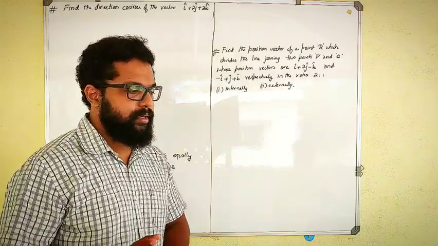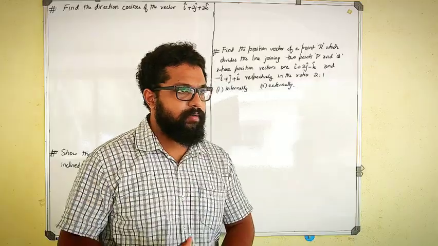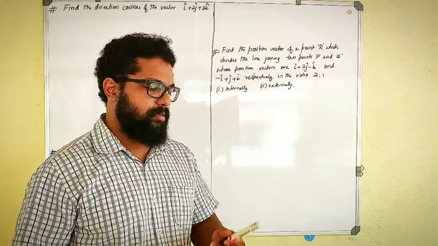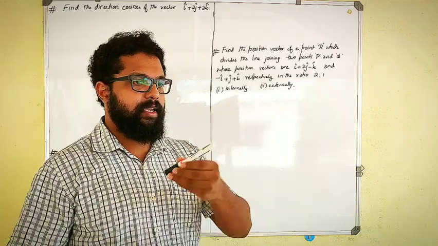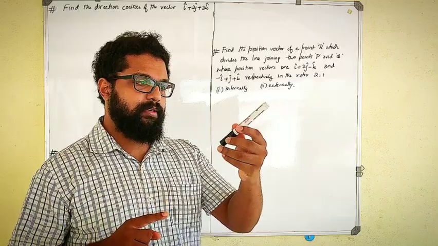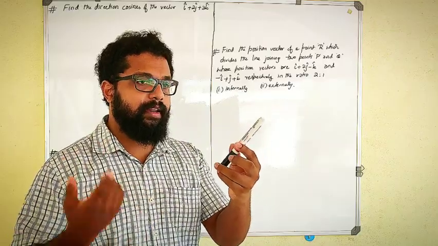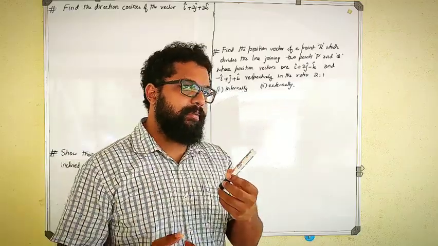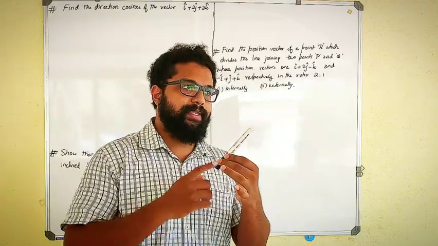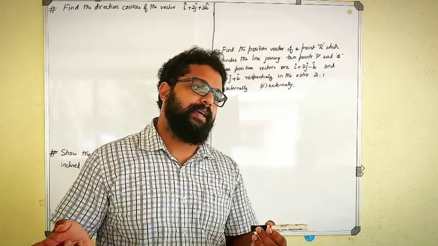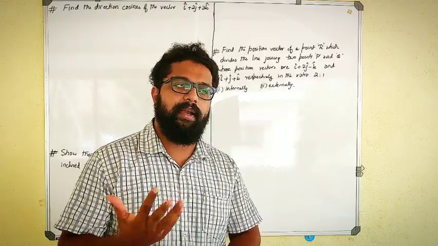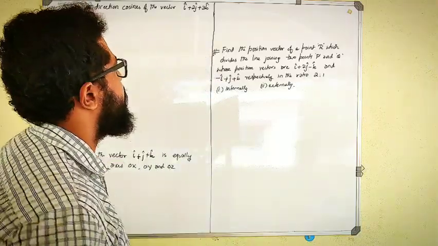Direction cosines, I will recall the definition once again. If a vector is there like this, the cosine of the angle made by the position vector with respect to x-axis, y-axis and z-axis, that is cos alpha, cos beta and cos gamma, or L, M and N. So this is nothing but my direction cosines.